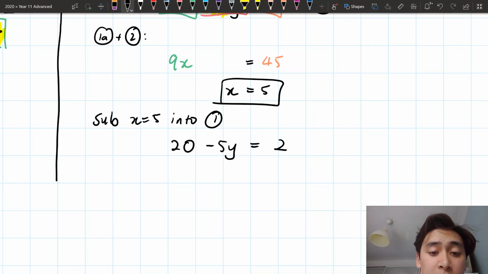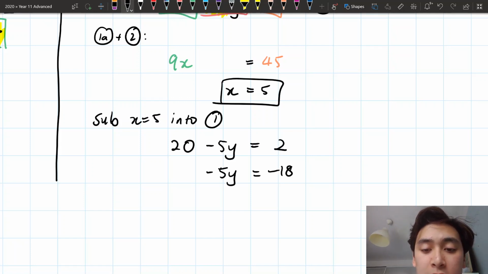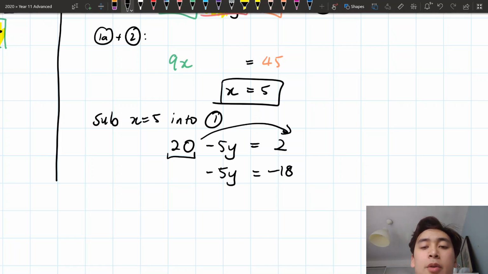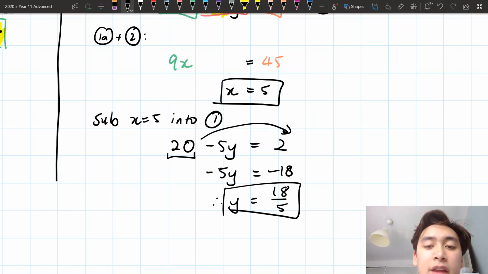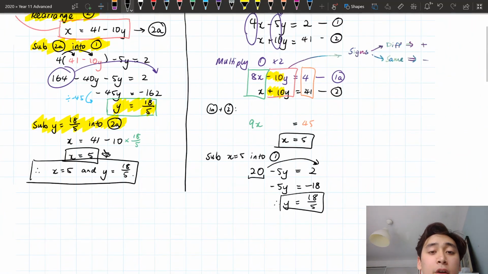Okay, I'm going to rearrange. So I've got negative 5y is equal to negative 18. So what I've done here is moved the 20 from the left-hand side over to the right-hand side. And by doing so, I subtract. And so therefore, y is equal to 18 over 5. And we've got our same final answer that we did in the first one.